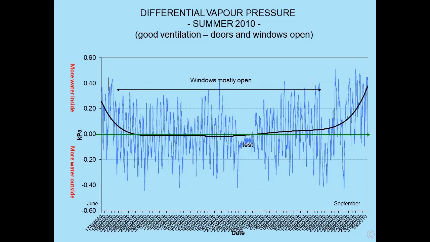It's only as the months get colder, I'm here specifically looking at September, when we start shutting windows, that our differential vapor pressure on average starts to increase. We are now cutting down the ventilation. But with windows mostly open, during the summer months, there is no real difference between internal and external vapor pressures. But one can see that these vast variations can occur all the time, up and down, something like a yo-yo. But on average, that's the sort of result we'll get.